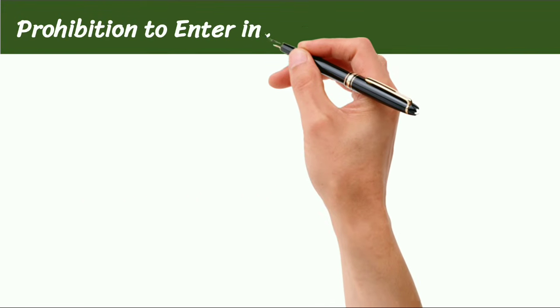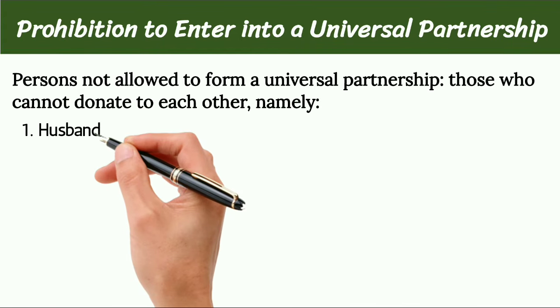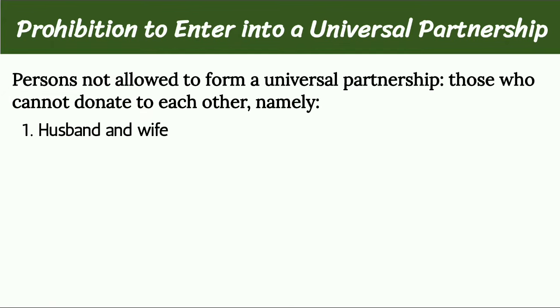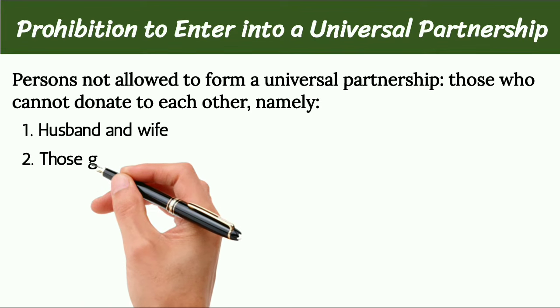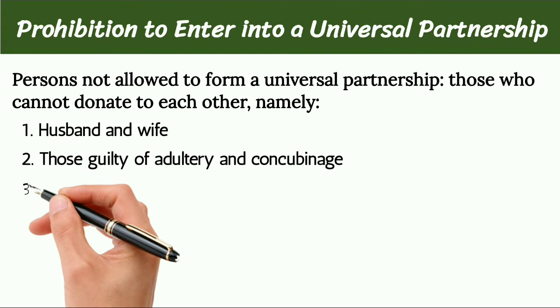Let's now proceed to prohibition to enter into a universal partnership. There are specific persons who are not allowed to form a universal partnership. Those who are prohibited from making a donation to each other are also not allowed to form a universal partnership. So that includes the husband and wife under Article 133 of the Family Code. Those who are guilty of adultery and concubinage. Adultery is a crime committed by the wife kapag nangaliwa siya. Ang concubinage naman is a crime committed by the husband kapag nangaliwa siya. This is under Article 739 of the Civil Code.